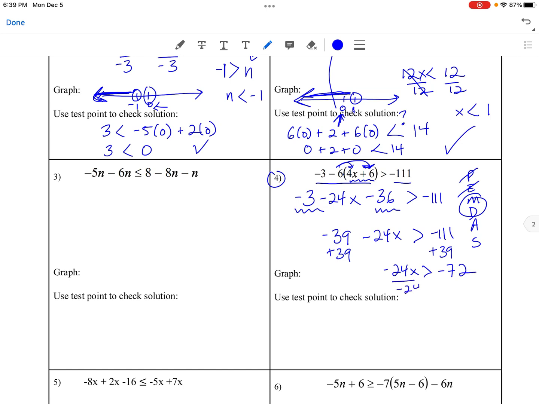Divide both sides by negative 24. Now we've divided by a negative, so that means we have to switch the direction of the inequality. There it is. I'm going to do my graph. x is less than 3.